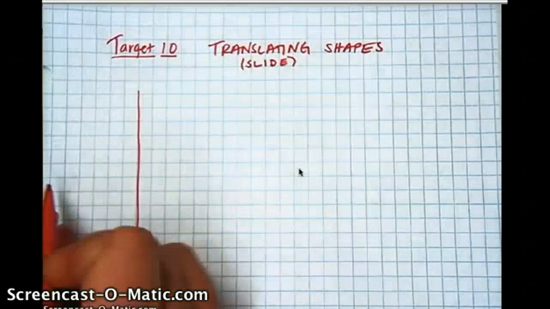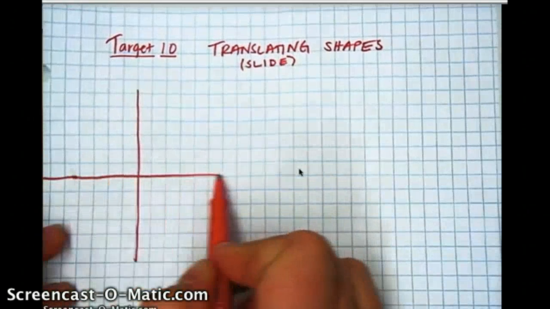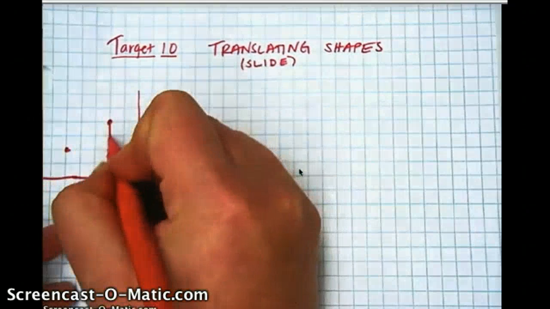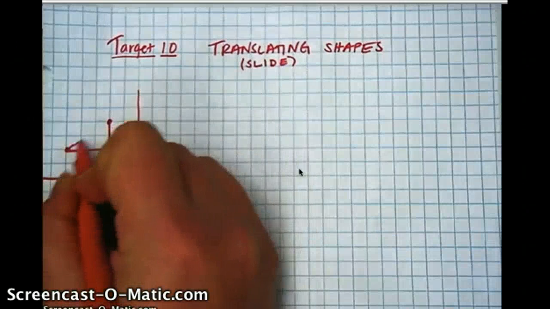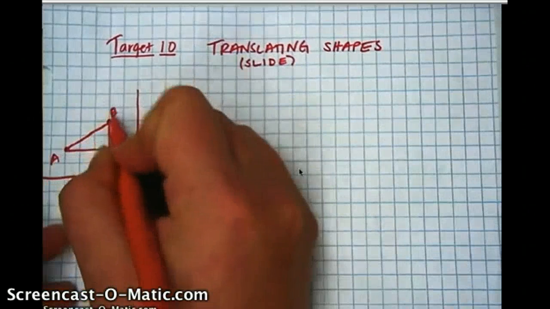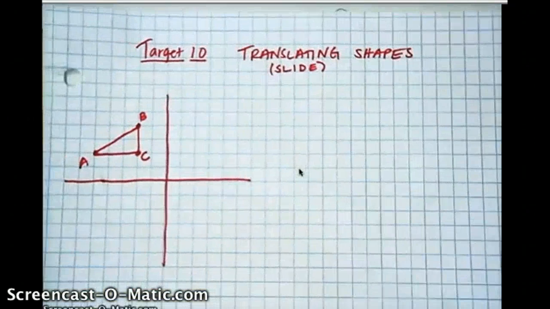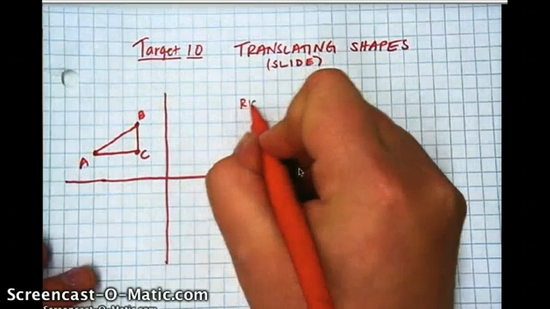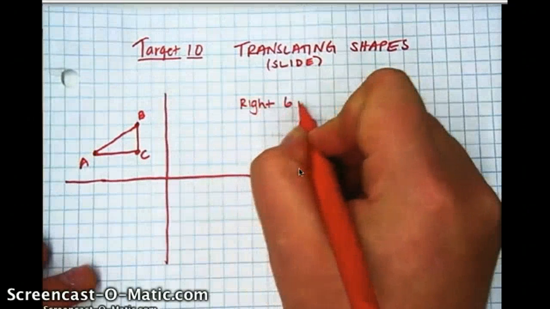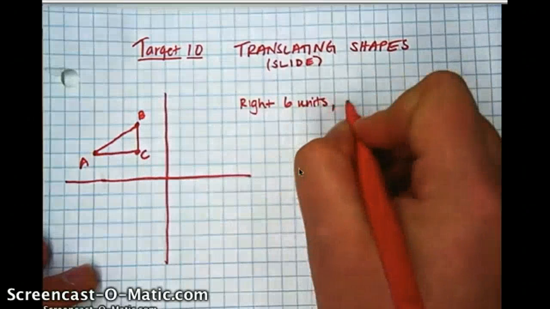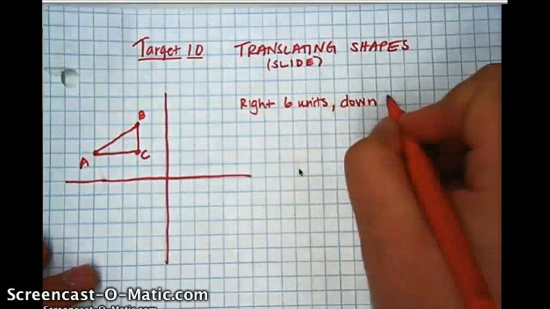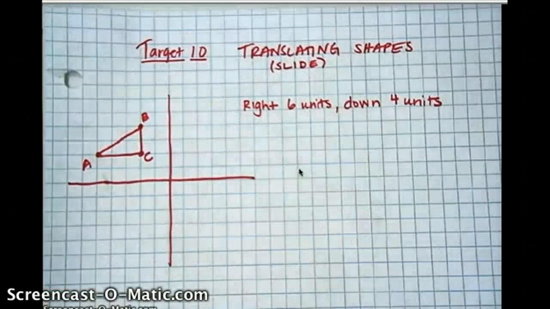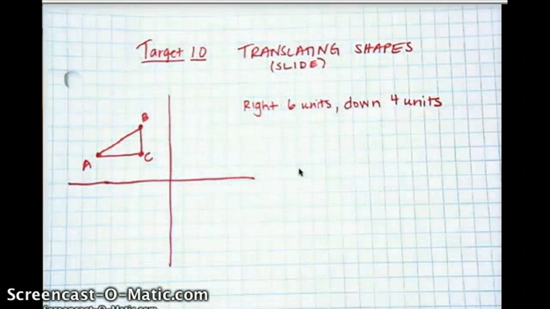Let me draw a y-axis and an x-axis, and then I'm just going to draw, let's just do a triangle. Okay? We'll label this point A, point B, and point C. Alright, so we want to translate this shape. Let's translate it right 6 units and down 4 units.